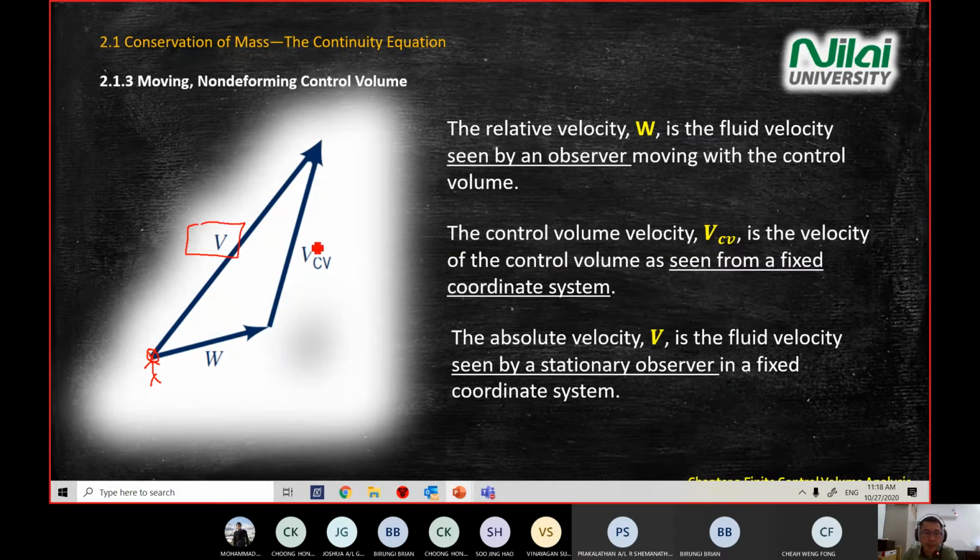And then the velocity V_CV is the control volume velocity. This one is seen from a fixed coordinate system. It's a bit different from the V. V is from the observer. V_CV is from a fixed coordinate system or reference point, a different reference point.